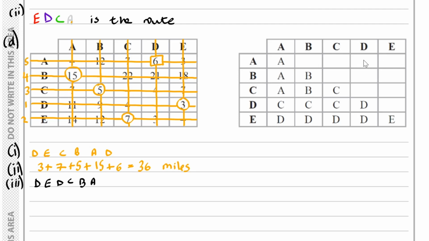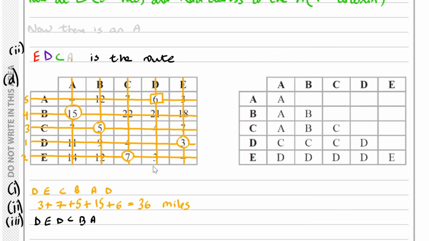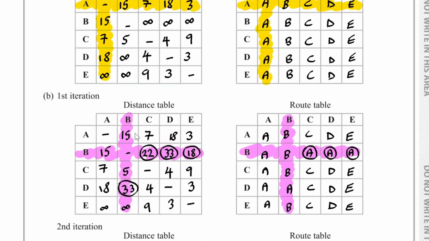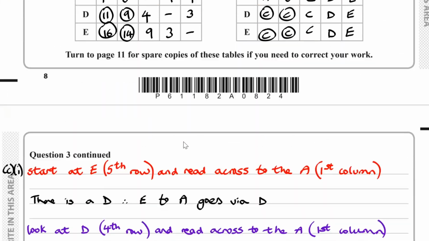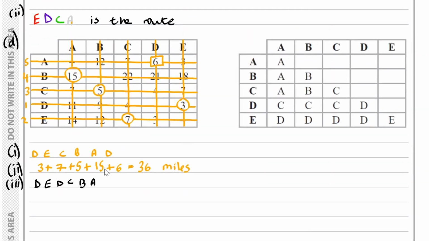Now A to D, we don't know what goes over here. Now you can work your way through it, all iterations, but it's quicker if you look over here. We want to go from A to D. Now A to D, if you look at the diagram, we can do that, but we can also go via E as well, which is shorter. We have the 3 plus the 3, which is 6, and that's smaller than the 18. So it would make sense for us to go from A to D via E. So this is our adjusted route.